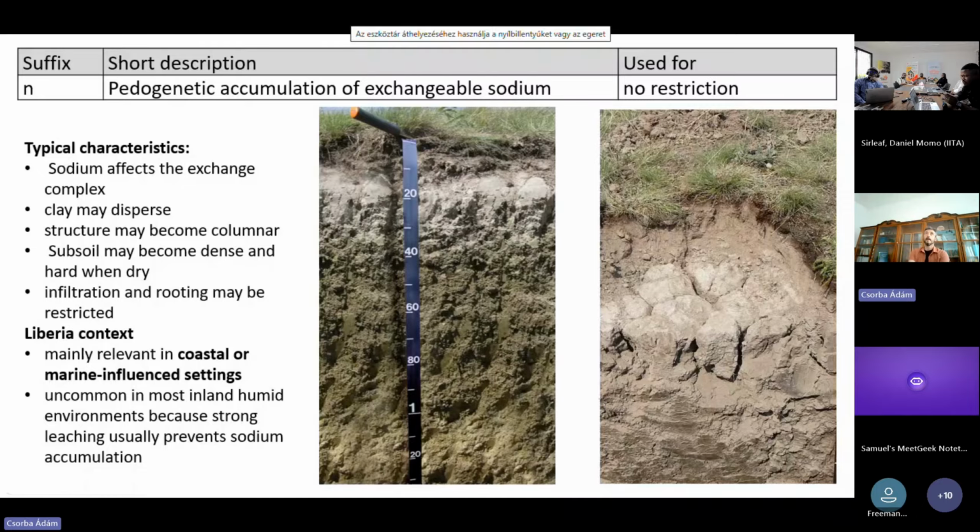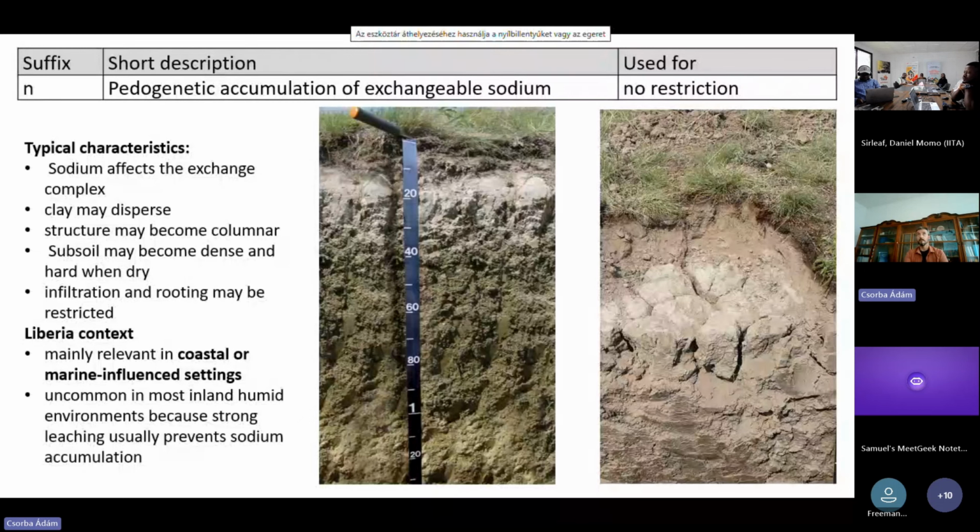N index. N means the pedogenetic accumulation of exchangeable sodium. If we have a lot of sodium in the soil, and in Liberia, this may happen only close to the sea, in coastal areas, then we can have a lot of sodium. The accumulation of sodium has a very high effect on the soil conditions.